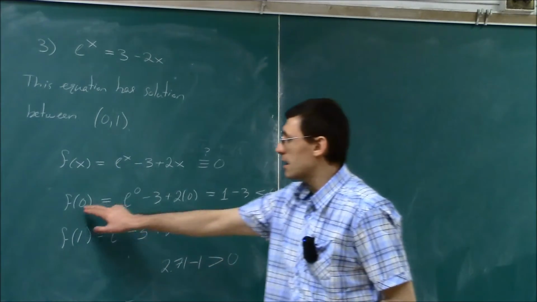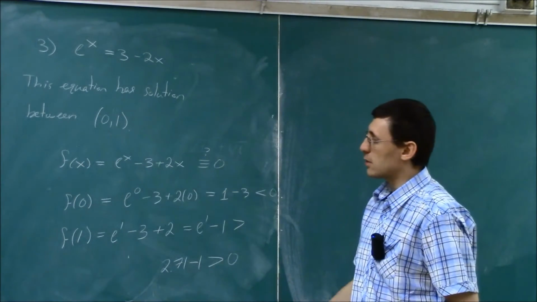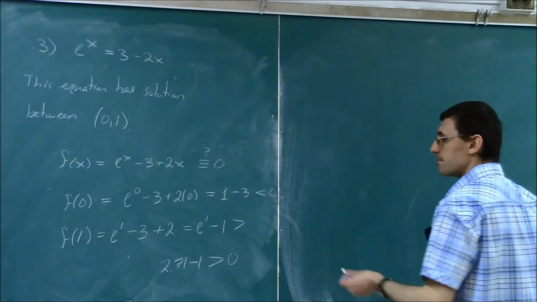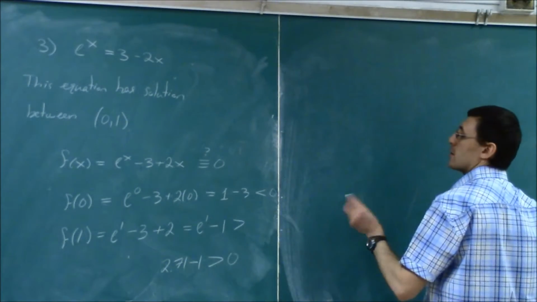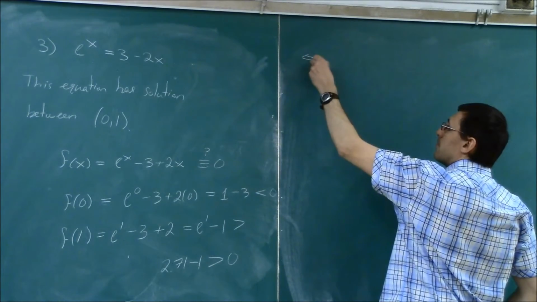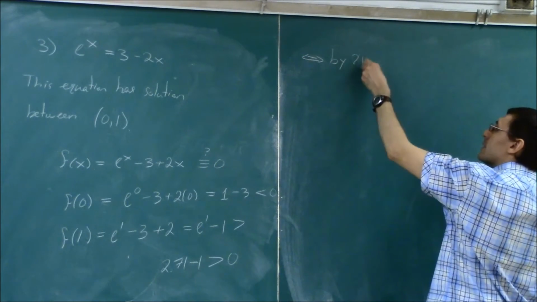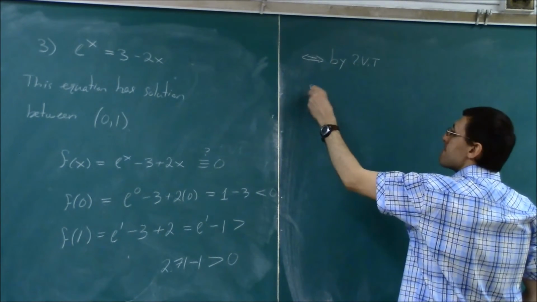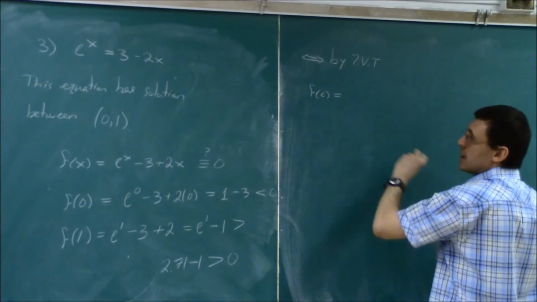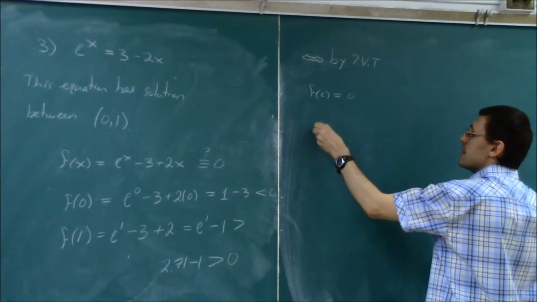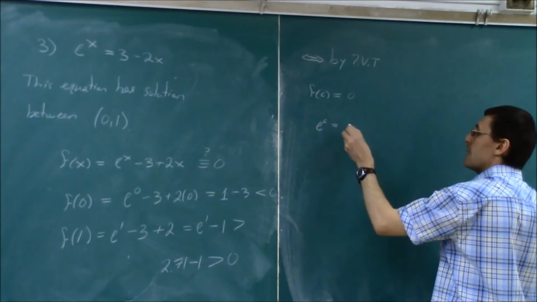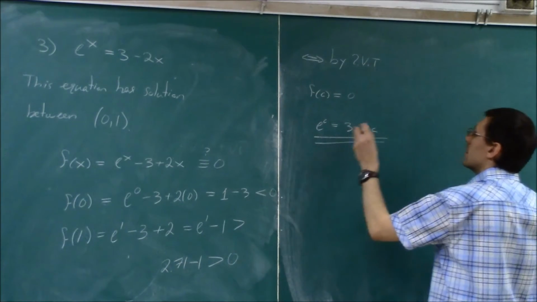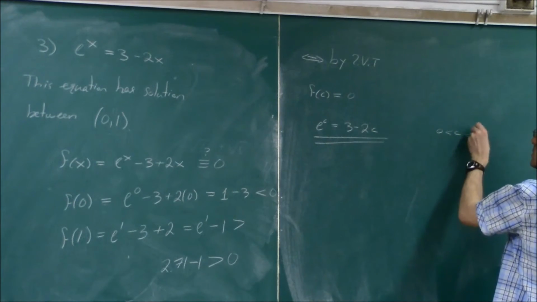So we see that the graph of this function f of x, which is a continuous function, is below 0 at 0 and above 0 at 1. Therefore, there must be a point c that solves this equation. By the intermediate value theorem, we get that f of some c, for at least one c, is equal to 0. So in other words, e to the power of c is the same as 3 minus 2c, and c is bigger than 0, less than 1.